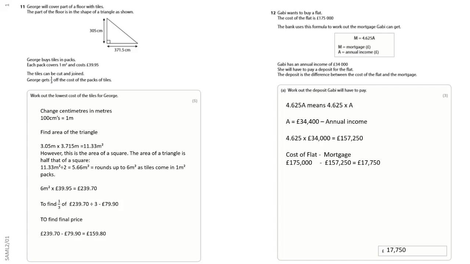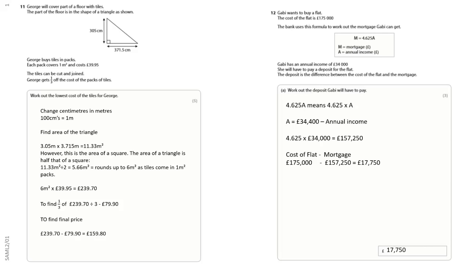So, we need to find the area of the triangle. 305 centimeters becomes 3.05 meters, and the 371.5 centimeters is 3.715. So we times those two together, which gives 11.33 meters squared.